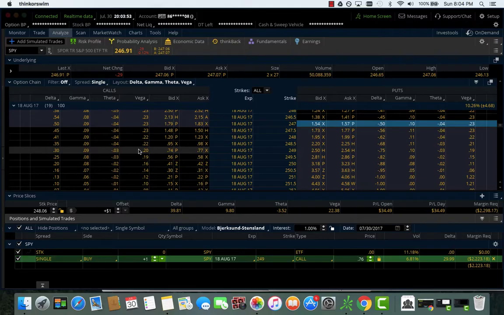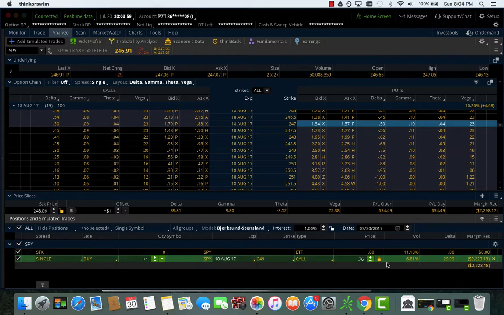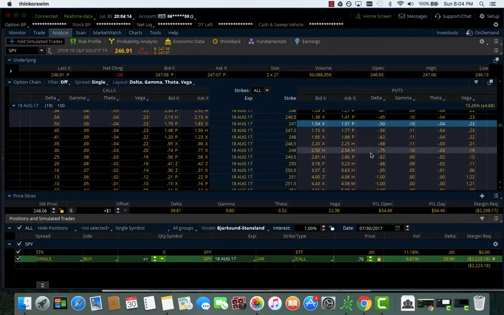So let's say nothing happens in SPY tomorrow. Nothing happens in SPY tomorrow, right? If the mid price on this is 76 cents, at the end of the day tomorrow, 3 cents will have been removed from this option, and this option will be worth 73 cents. So that's what theta is.